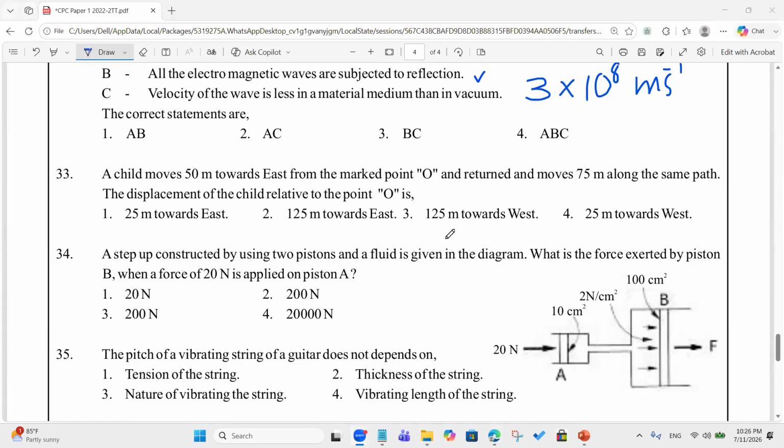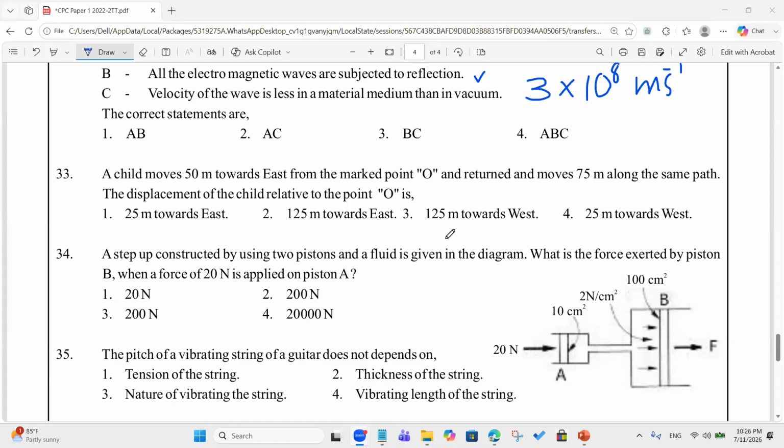Any volunteers? A child moves 50 meters towards east from the marked point O and returns and moves 75 meters along the same path. The displacement of the child relative to the point O is... Yeah, a child moves 50 meters towards the east from the mark point O.